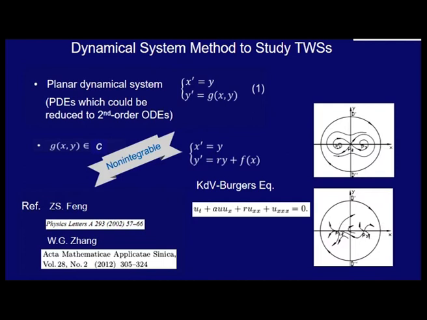If system 1 is a non-integrable system, like for the KdV-Burgers equation, the corresponding system is given like this. The phase portrait can take these two forms. Here we can find that there are two bounded orbits which connect the saddle and the two foci. They correspond to two infinite oscillating waves. For this case, there is a heteroclinic orbit which corresponds to an anti-kink.